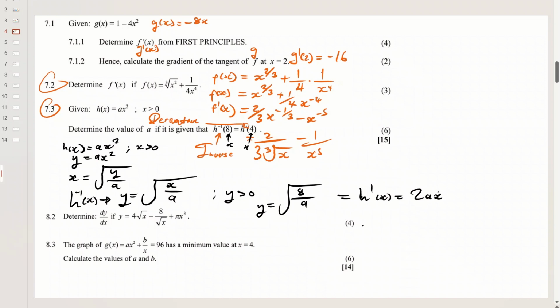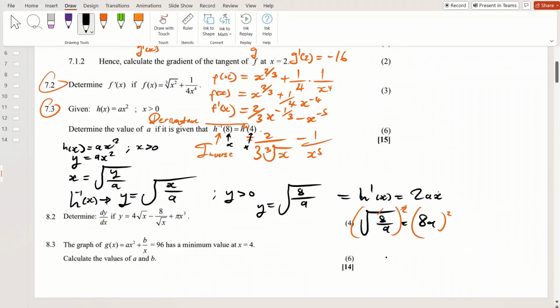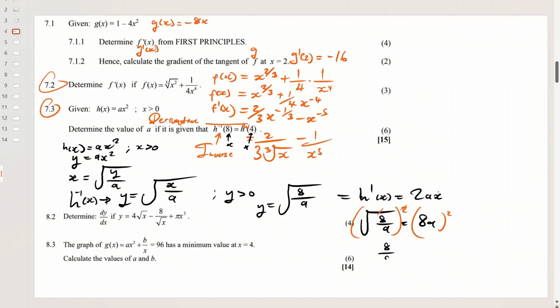So it means now we have the square root of 8 all over a, which is going to be what? The 2 into 4. 4 times that will give us 8a. To solve for a, simply square both sides to get rid of the radical sign. So we will square both sides. The 2 and the 2 cancel. Now you have 8 over a, all over 8 squared. This is the same as 8 multiplied by 8, and that's 64a.